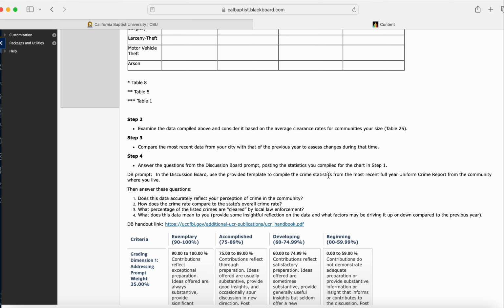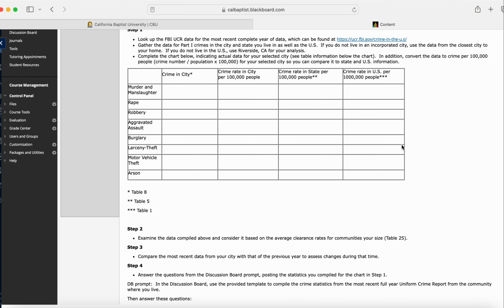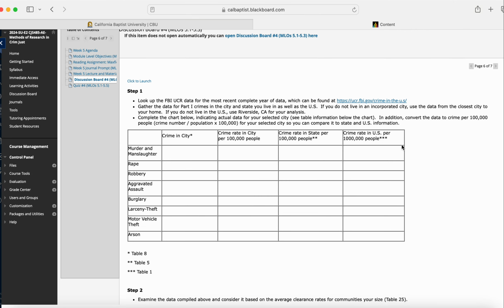Where we're going with this discussion board is, with this first question, I really want some in-depth responses just to see your reflection of what your community is. Do you think it's a safe community, a crime-ridden community? How do you compare nationally? How do you compare within our state? Is your perception accurate to what the data suggests? So that's the key purpose of this week. Fill out the chart and then answer the questions.